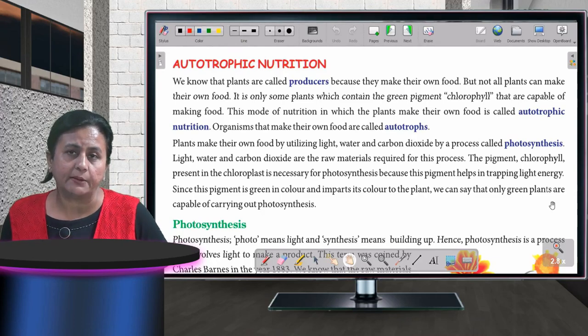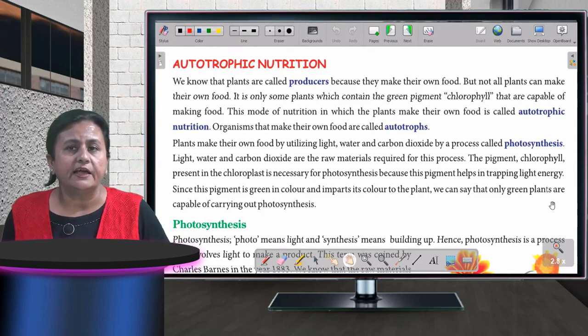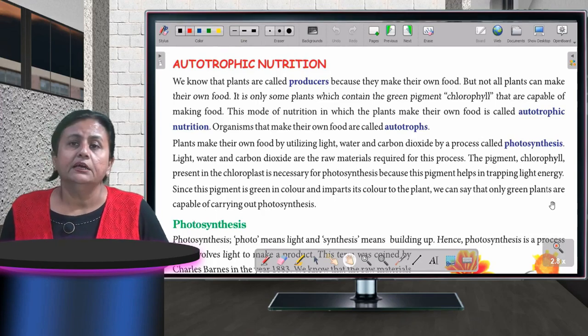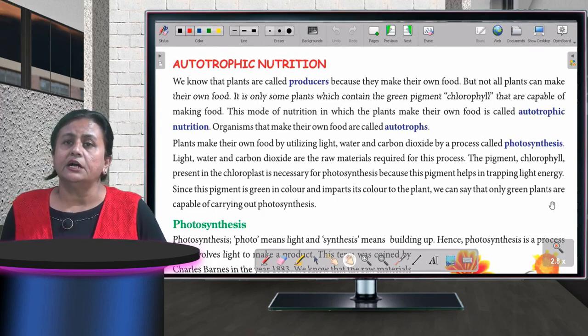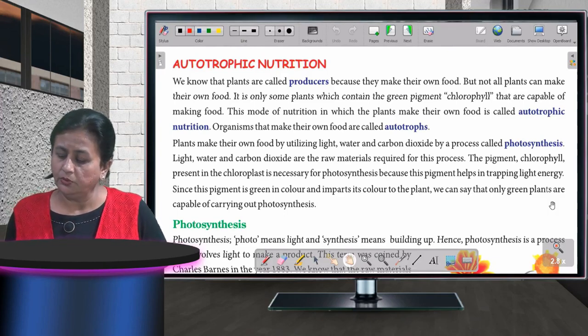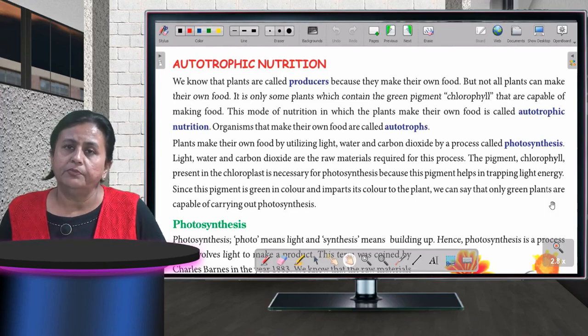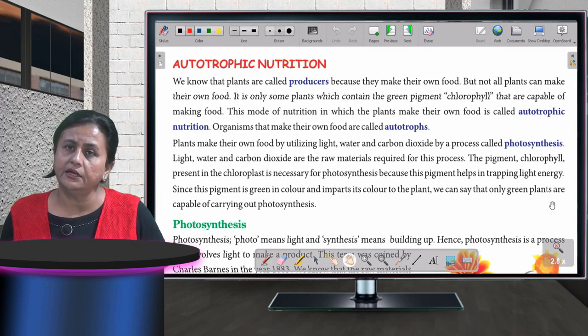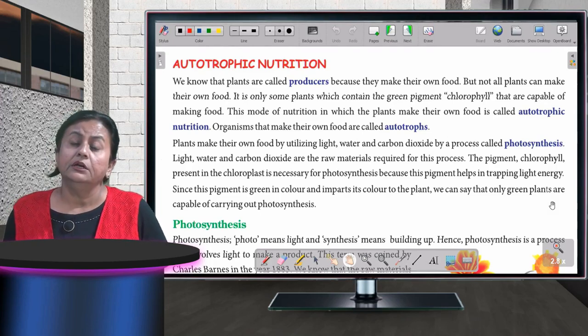Now what is happening? See, nature has got a balance in everything. What are plants doing? They are taking in this carbon dioxide which is given out by all the living organisms, and utilizing it to make their food. As I told you, plants make their own food by the process of photosynthesis in the presence of sunlight, water and carbon dioxide.